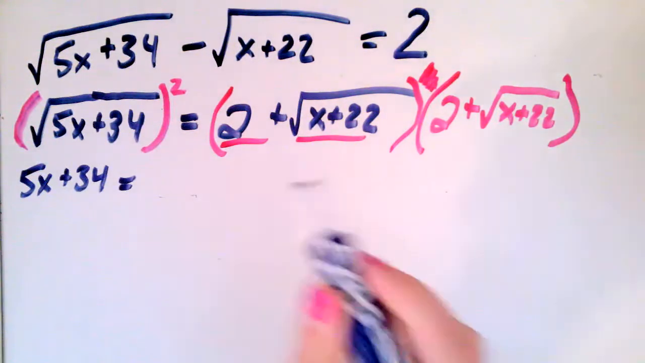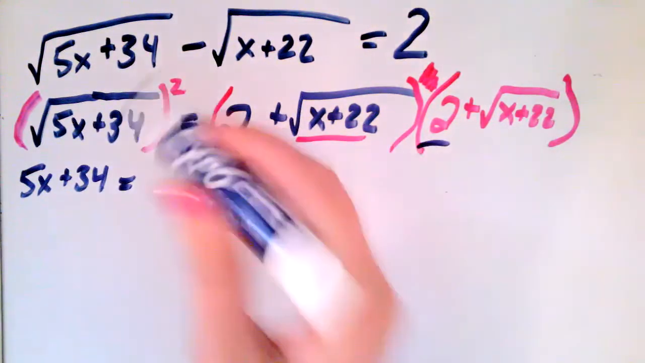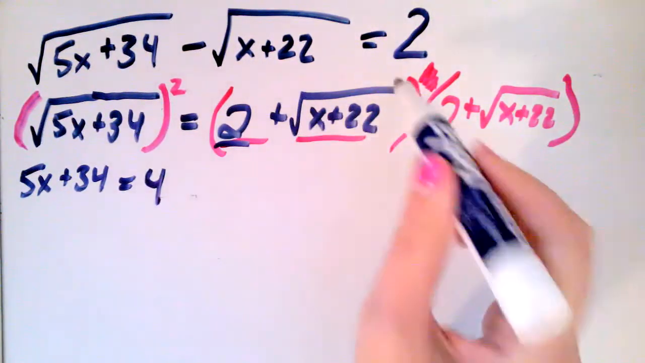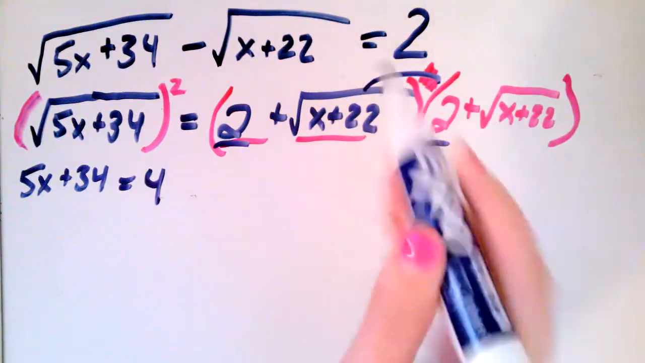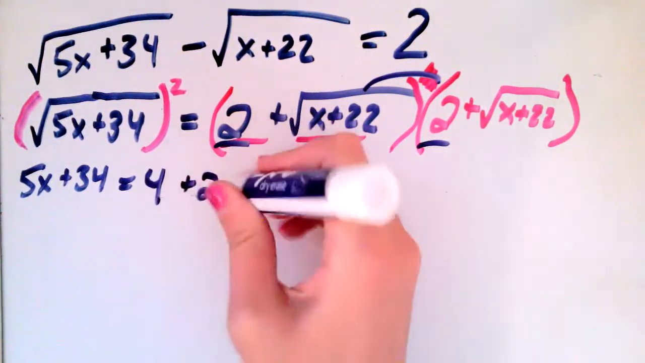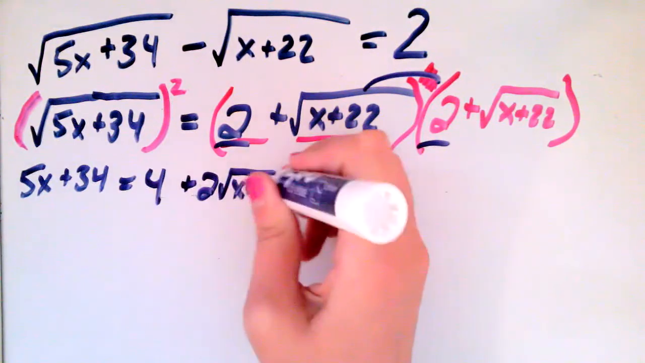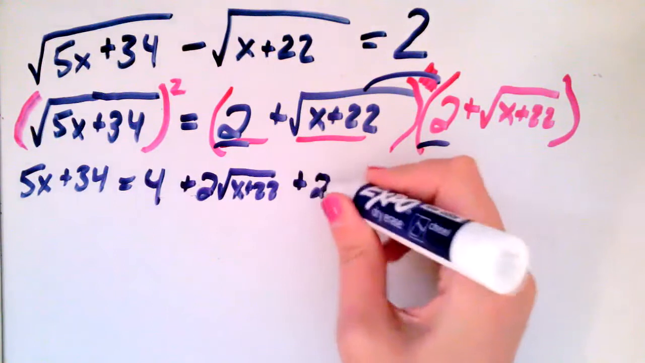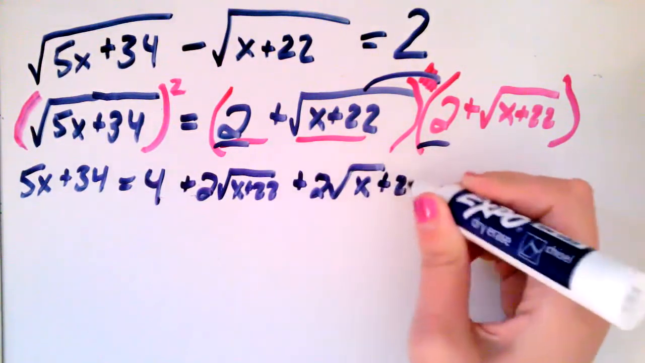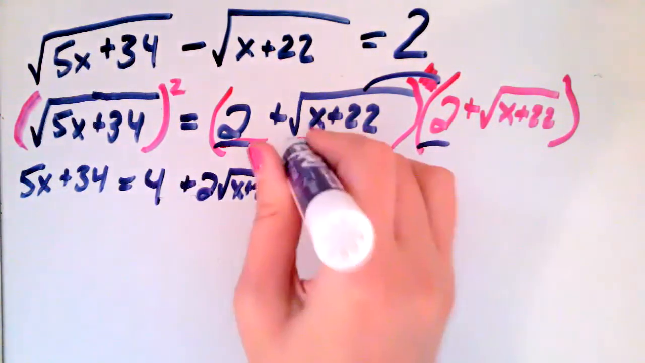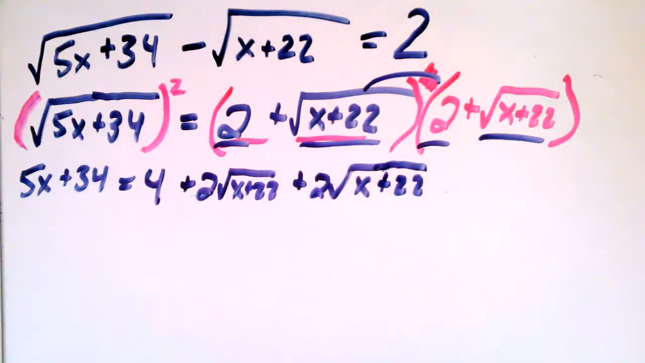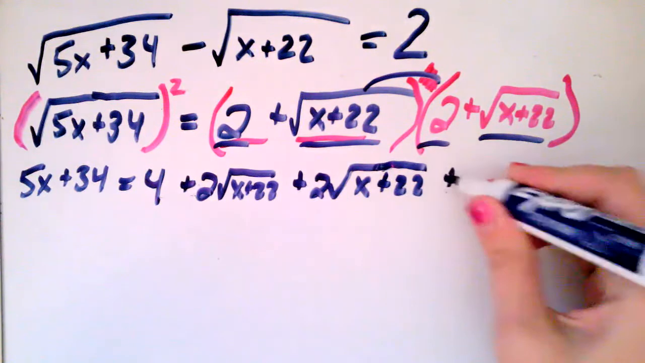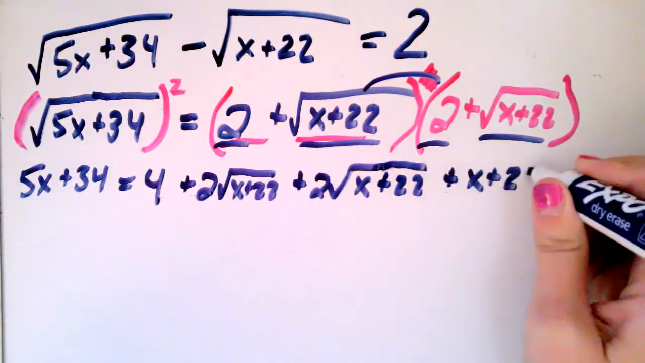And on the right, when I FOIL, my first term is 2 times 2, so 4. My inside term is 2 times the square root of x plus 22. And my outside term is the same thing, 2 times the square root. And then my last term, I have a square root times the square root. So it's like, once again, a square root squared. So the square roots cancel, and I'm just left with x plus 22.